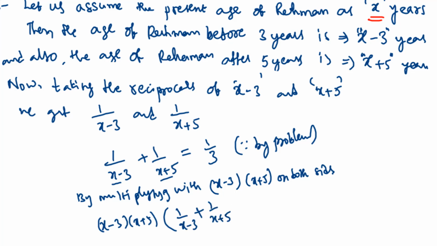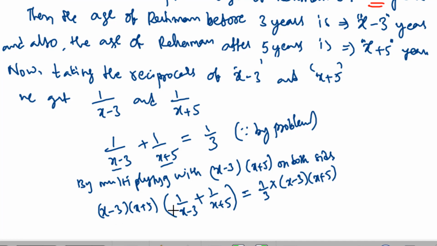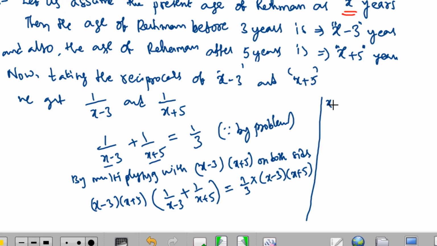So we get x minus 3 into x plus 5 in bracket, 1 by x minus 3 plus 1 by x plus 5, which equals 1 by 3 into, so this side also we have to multiply with x minus 3 and x plus 5. Now by distributing this product inside the bracket, we get, here I am writing x minus 3 into x plus 5 into 1 by x minus 3.